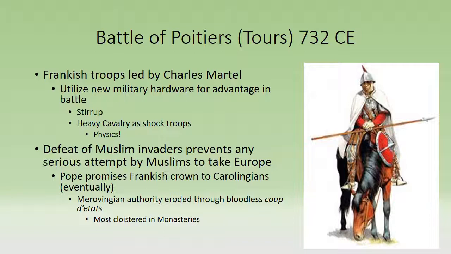The question of legitimacy of the Merovingians is further eroded, and by the time we get to about the end of the 8th century, the Merovingians are set aside in a palace coup d'etat, relatively bloodless. They're set aside, their heads are shaved, and they're sent off to monasteries where they live the rest of their lives. And in their place, the Carolingians just kind of assume power in de jure rule, in other words, legal rule.